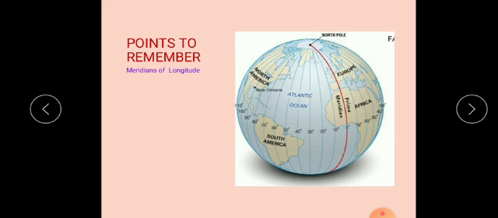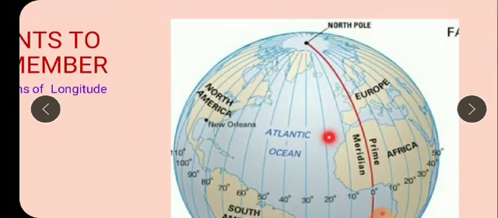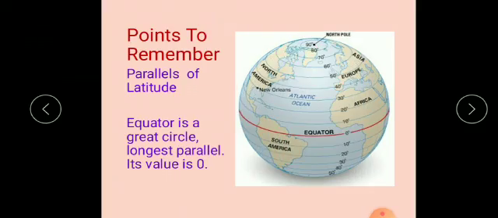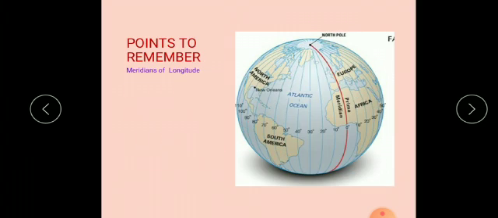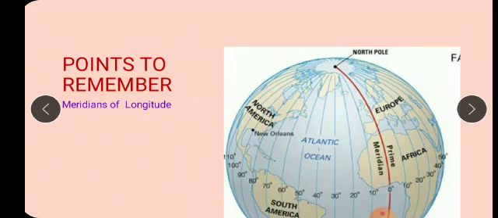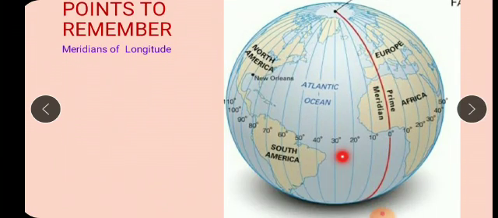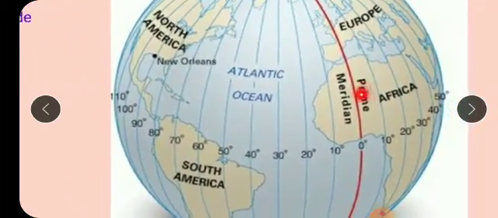Same is for meridians, that is the longitudes, vertical lines. See, in the previous slide we were talking about the parallel lines, that is the horizontal lines, isn't it? And in this slide we are talking about the longitudes, that is the meridians, all vertical lines. Same is for meridians or longitudes. This is the prime meridian, this red line, this is the prime meridian.